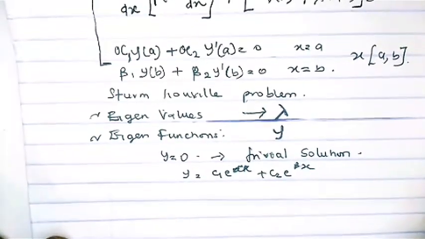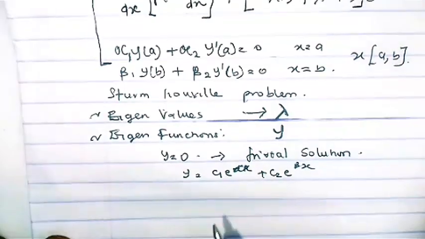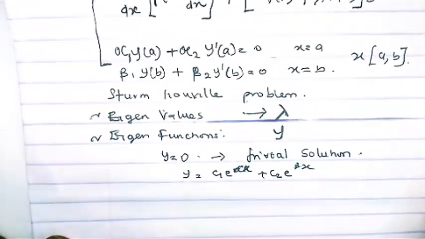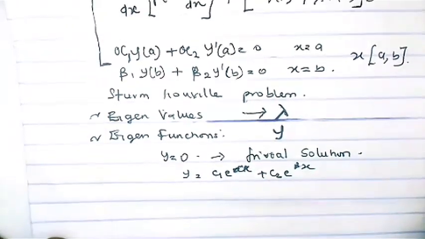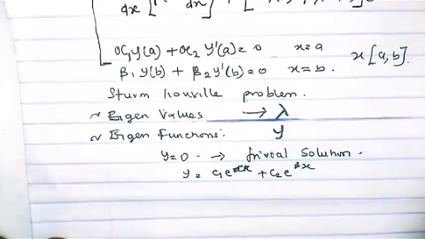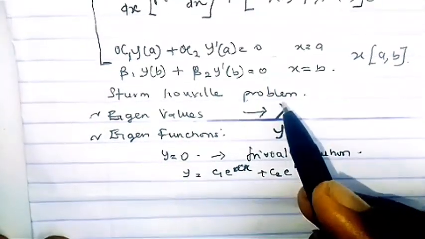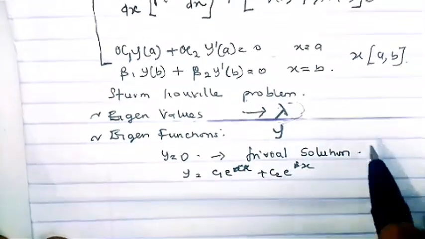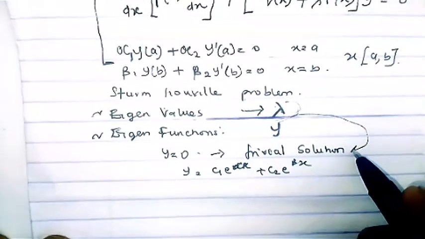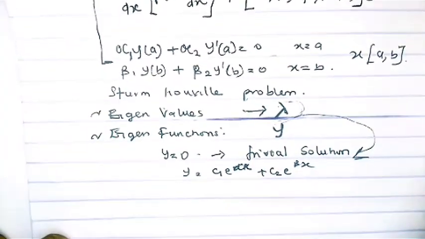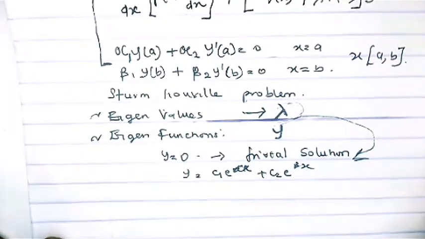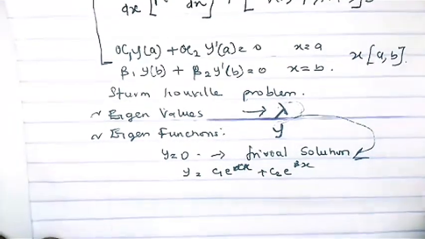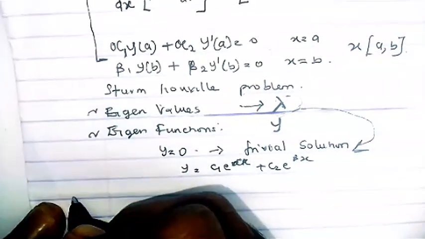So now let's just take an example. The Sturm-Liouville problem is trying to get the eigenvalues for which we will not obtain a trivial solution. That's all about the Sturm-Liouville equation. Like I repeat myself, it is obtaining the eigenvalues for which we will not have a trivial solution. We call that a non-trivial solution. So now let's take an example.